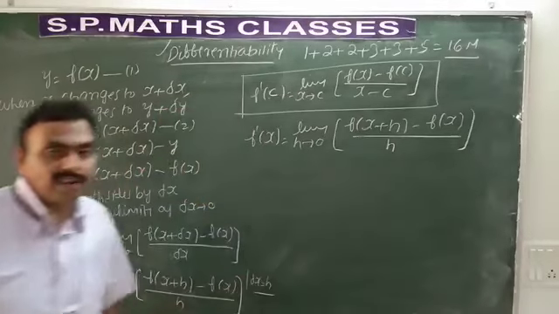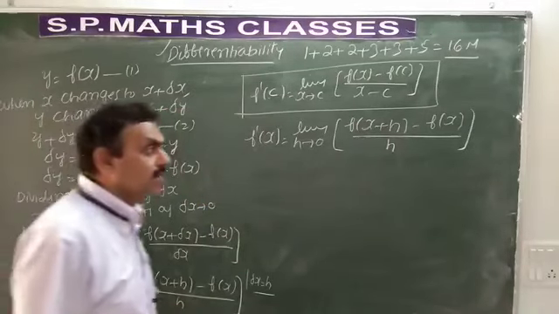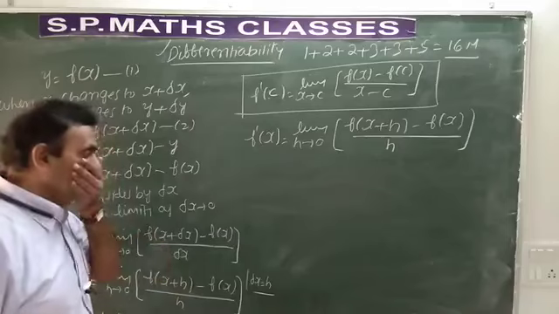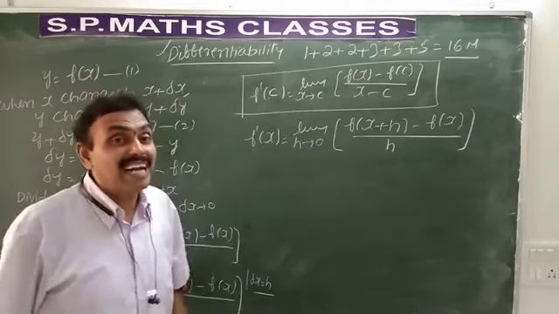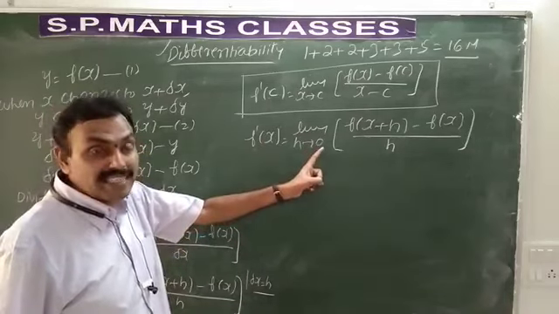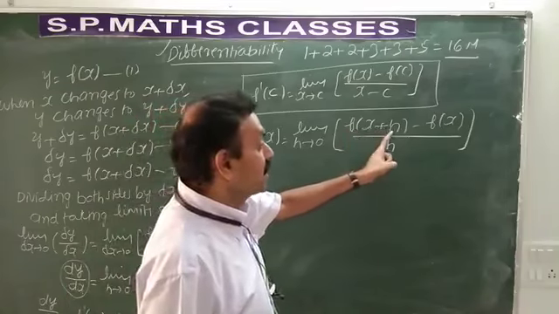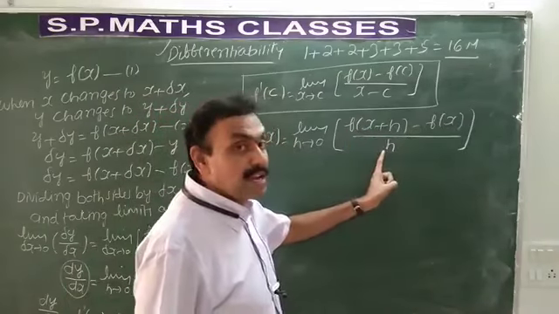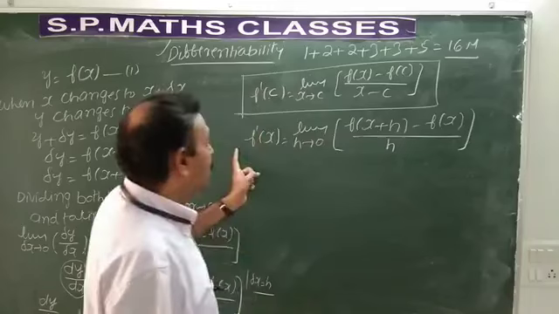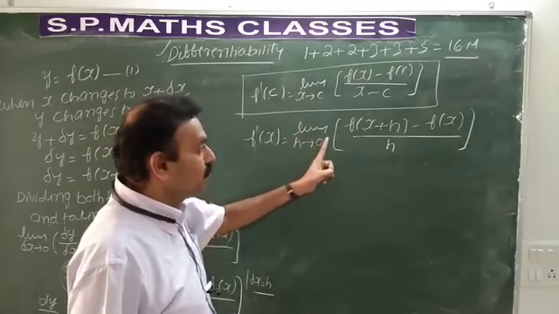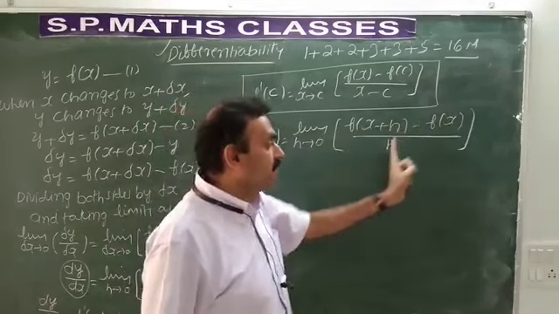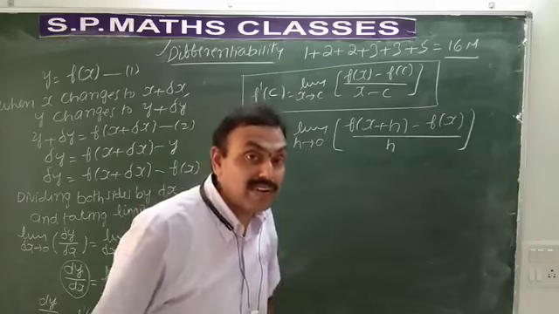We know the limit of a function is said to exist only when the left hand limit is equal to the right hand limit. Here also we have left hand derivative and right hand derivative. The left hand derivative is for h tends to 0 minus: limit as h tends to 0 minus, f of x minus h minus f of x divided by minus h. That is called the left hand derivative.